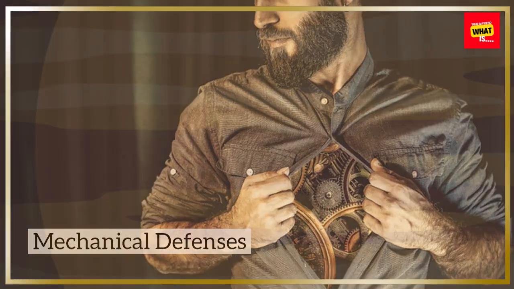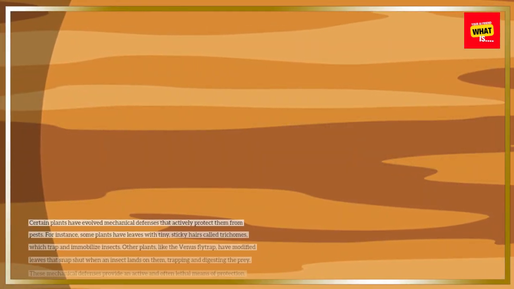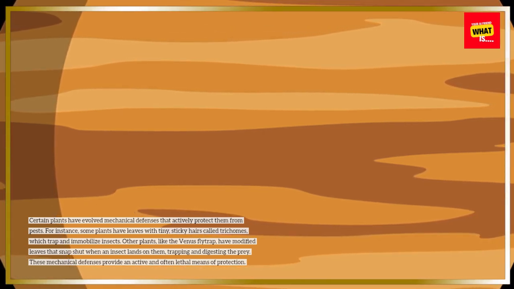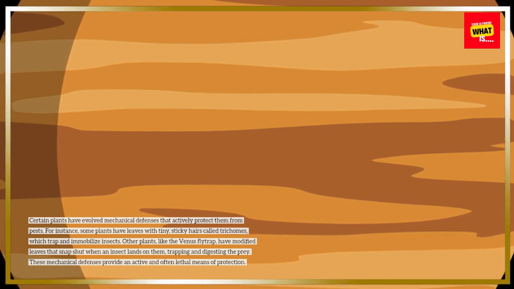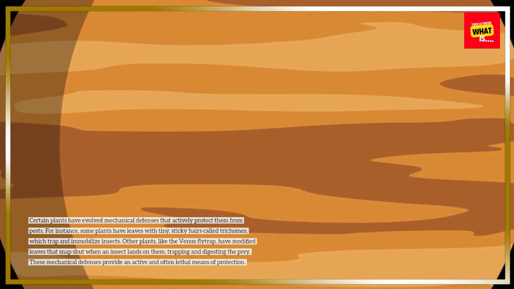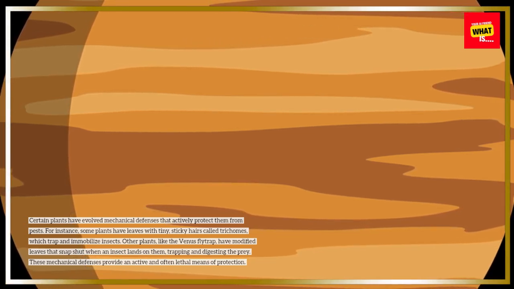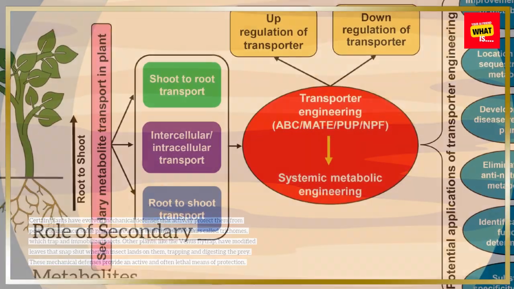Mechanical defenses. Certain plants have evolved mechanical defenses that actively protect them from pests. For instance, some plants have leaves with tiny, sticky hairs called trichomes, which trap and immobilize insects. Other plants, like the Venus flytrap, have modified leaves that snap shut when an insect lands on them, trapping and digesting the prey. These mechanical defenses provide an active and often lethal means of protection.